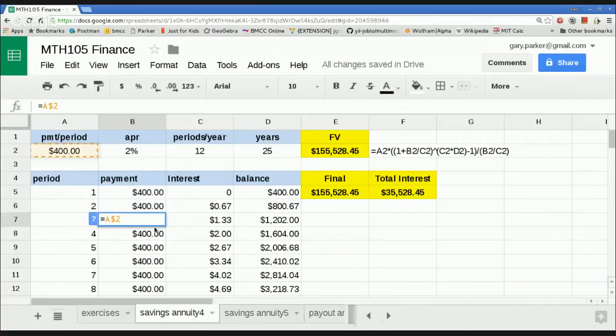If I didn't have the $ in front of the 2, when I filled it down, the computer would give itself the freedom to change the 2 to a 3, and then a 4, then a 5, and that's just going to give me nonsense.